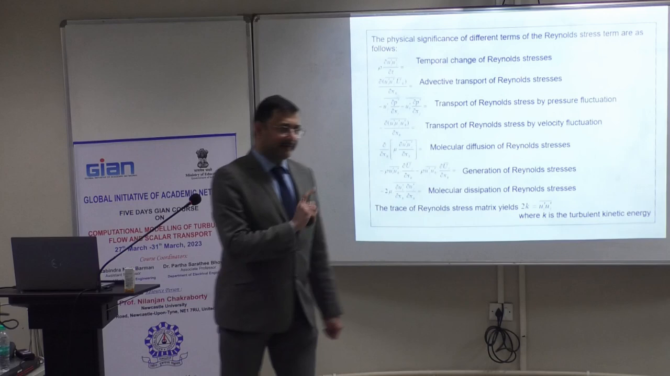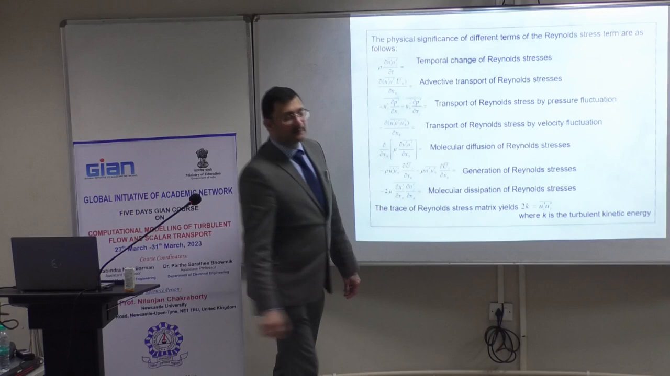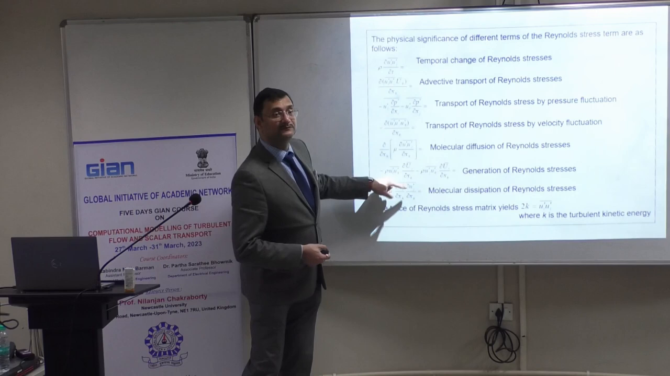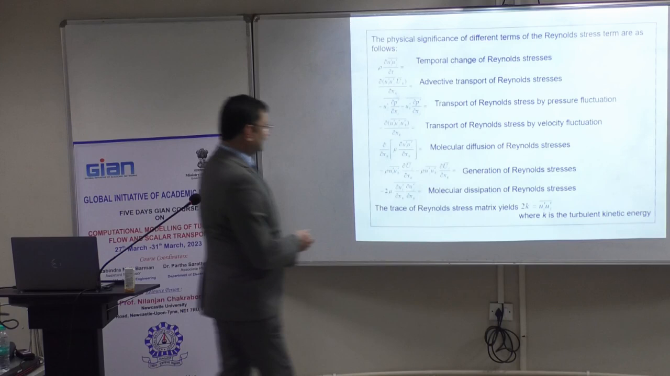That's what you find in books. I really don't like that description, because under certain circumstances, this term can become negative. Instead of generation, it becomes a sink term. I generally think this term should be described as the mean velocity gradient contribution to the Reynolds stress transport. Okay? But keep that in mind. In books, you will get generation of Reynolds stresses. And this is molecular dissipation of Reynolds stresses.